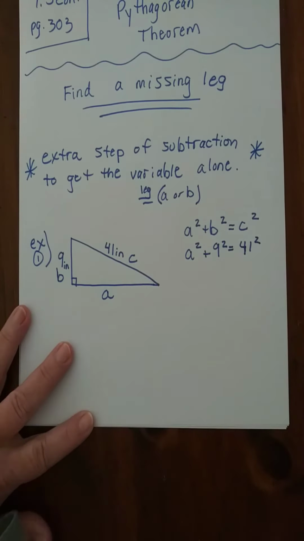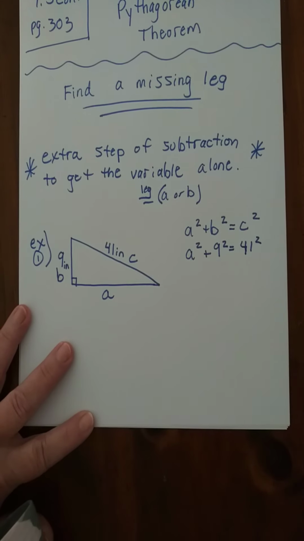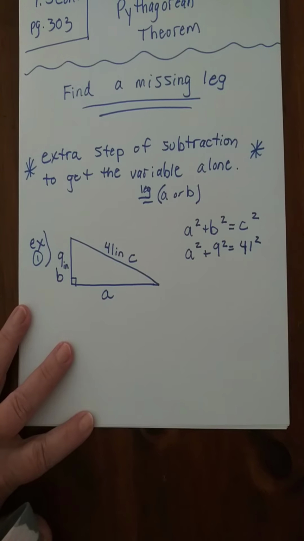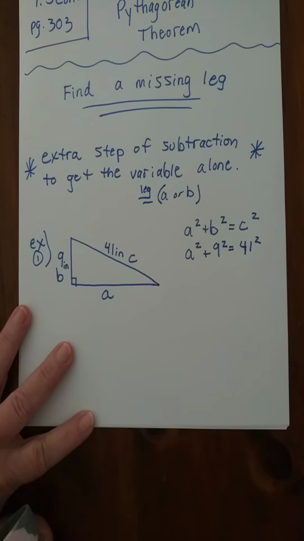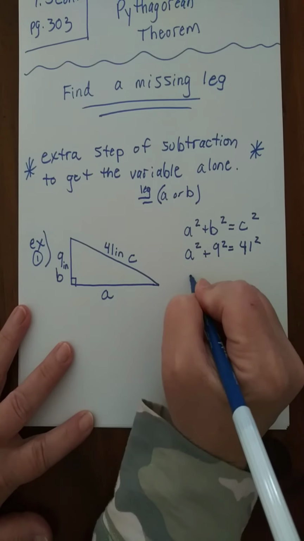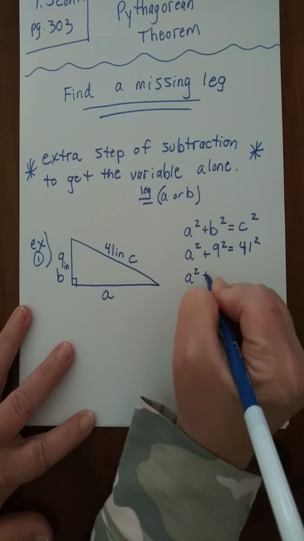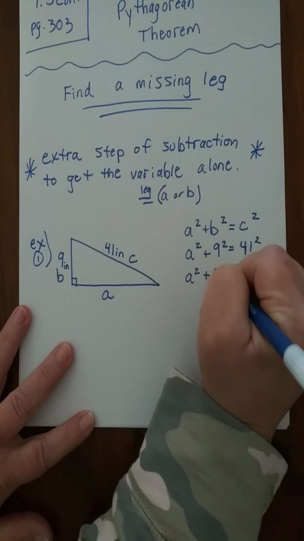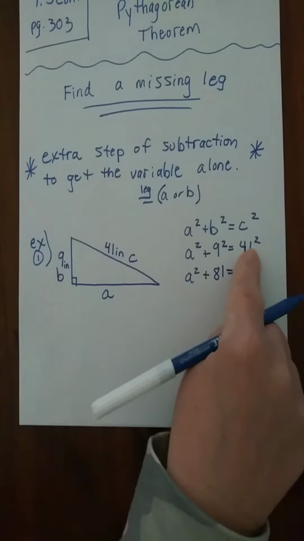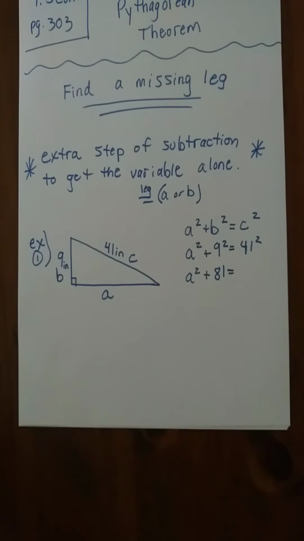At this point, you can see that you're going to need your calculator out. If you have a calculator, grab that, or use your phone or some other kind of device, because we're going to need a calculator today. Let's go ahead and simplify what we can. A squared stays the same. 9 squared means 9 times 9, which is 81. Go ahead and do 41 squared on your calculator.